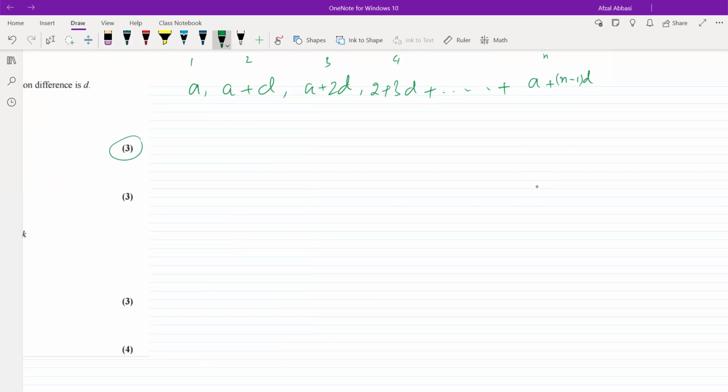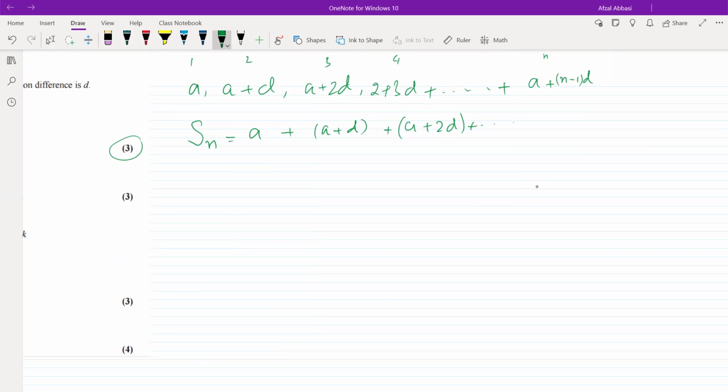Now, because we have to show the sum, the sum of the sequence Sn will be equal to a, plus a plus d, plus a plus 2d, and so on. It goes like that. And all the way we have to go up to the n terms. So we have to actually write two terms.